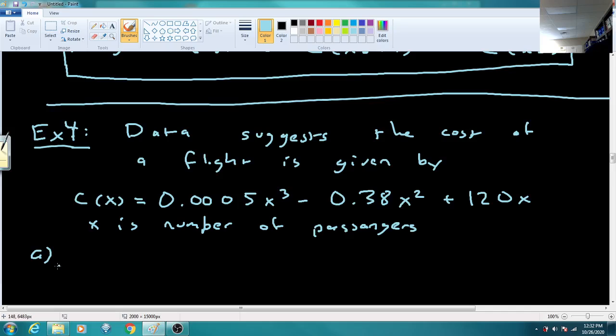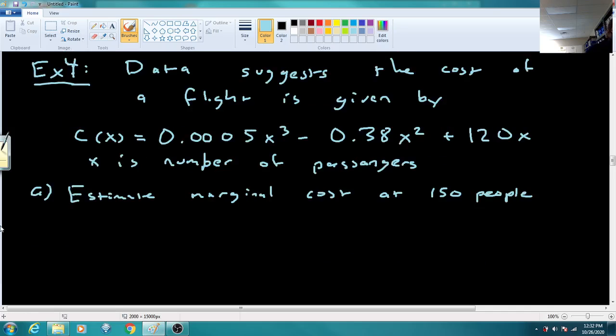So part A. They want us to estimate the marginal cost at 150. So we have 150 people on the flight. How much does it cost to add an additional person? Part B. Compare with the actual cost. And then part C. Is it more expensive to add a person at 150 or 200?